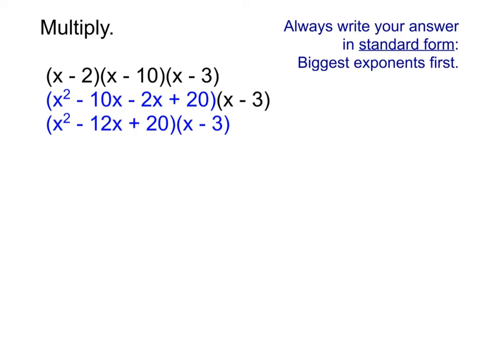But in this case, we're multiplying a trinomial by a binomial. How do we do it? Well, we still are going to multiply everything in the first parentheses by everything in the second parentheses. So for instance, this x squared, it's going to go to x, and it's going to go to the negative 3. The negative 12x is going to go to the x and to the negative 3. And the 20 is going to go to the x, and it's going to go to the negative 3.